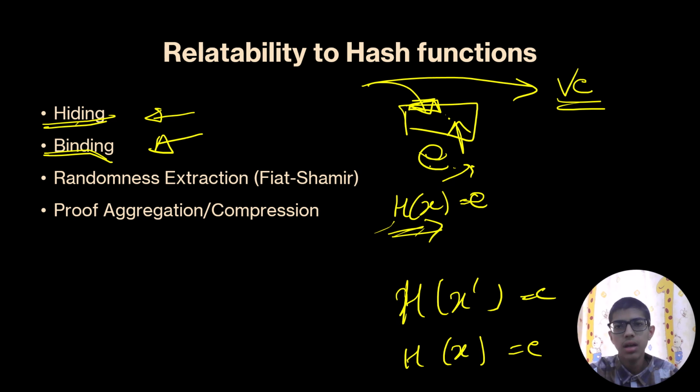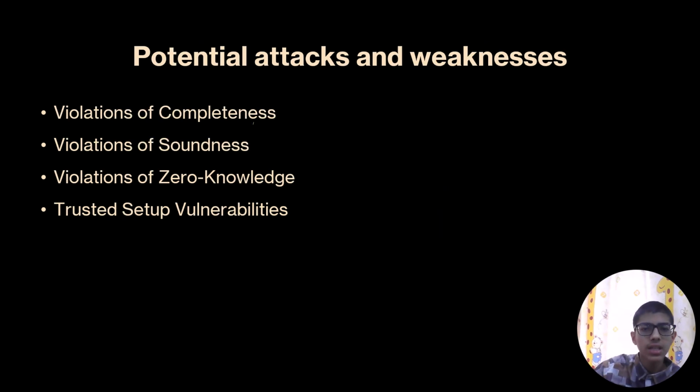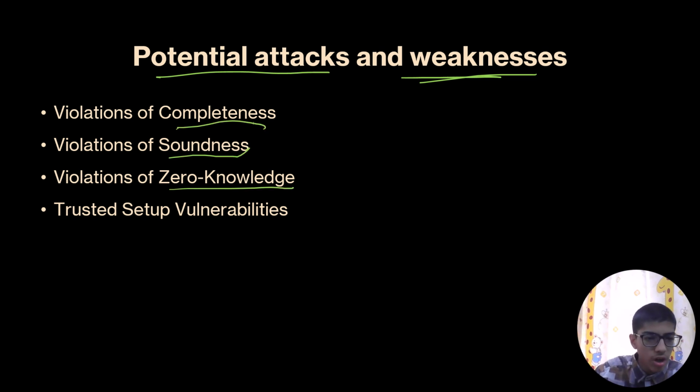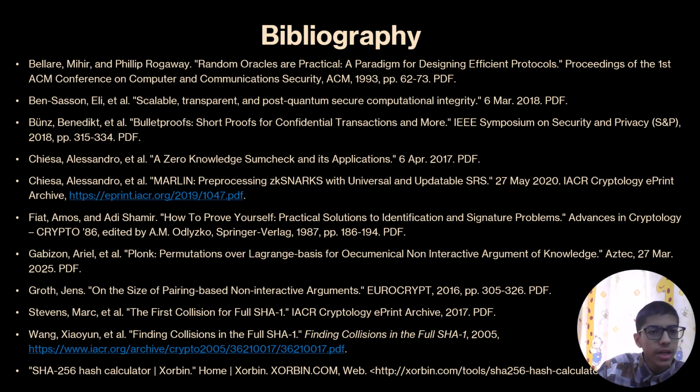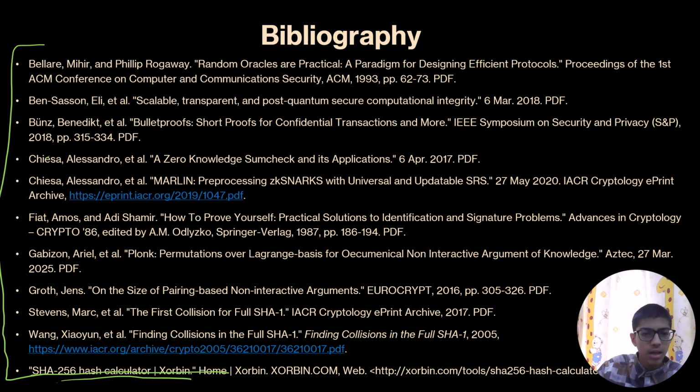But still, we have some potential attacks and weaknesses that are not yet exploited, but maybe in the future. So we have violations of completeness, soundness, and that of zero knowledge. For more resources, you can refer to this bibliography. And I have used this calculator for calculating the hash.